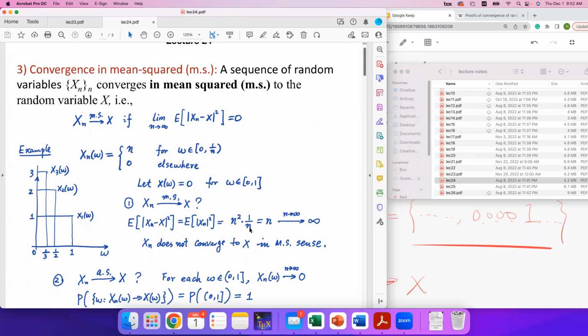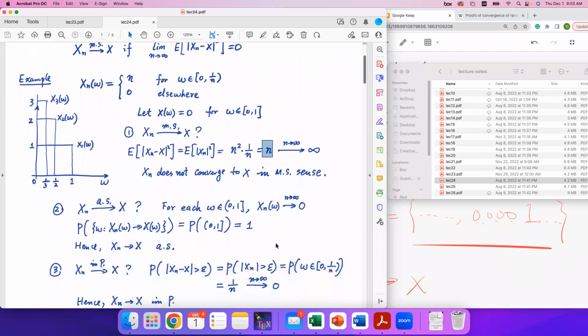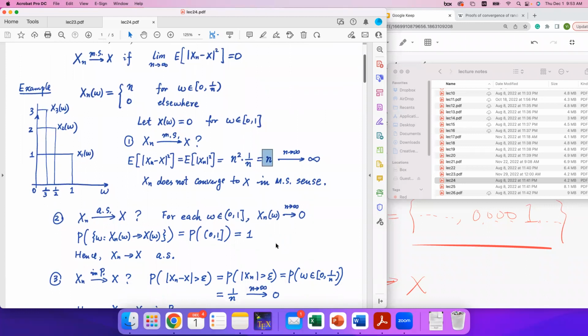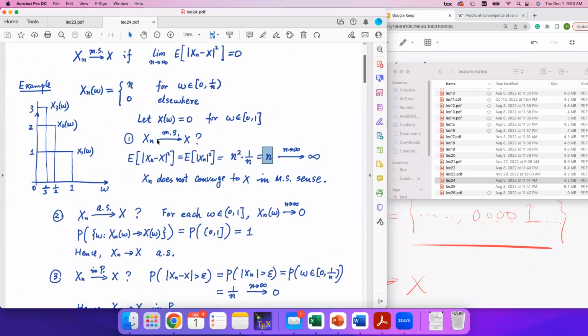And then these two get canceled, and you get an n out of this expectation. So clearly this is not going to converge to 0. We need this to go to 0, and this diverges to infinity. So it does not converge in the mean square sense. And then for this example, we can check the other two criteria, almost sure and in probability.